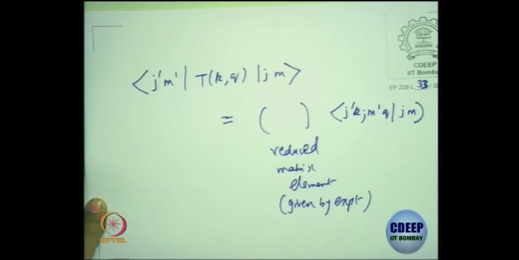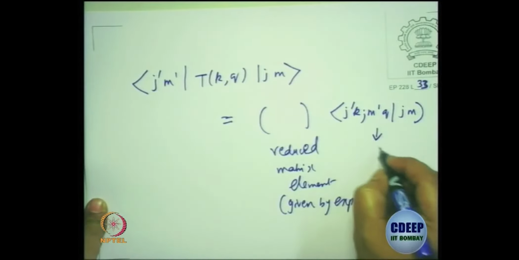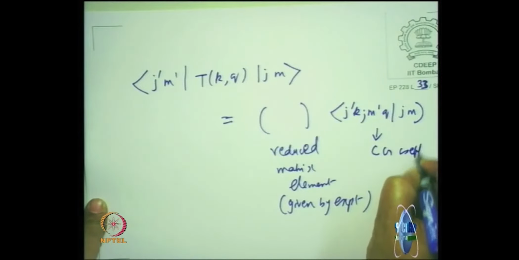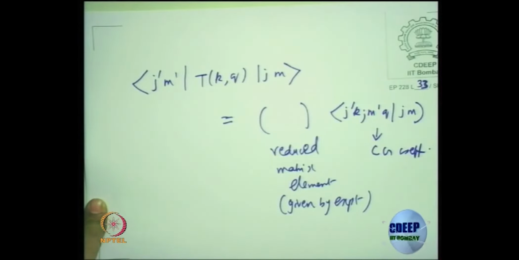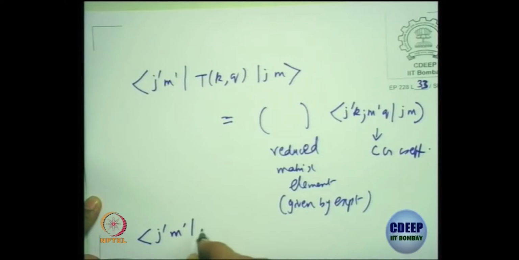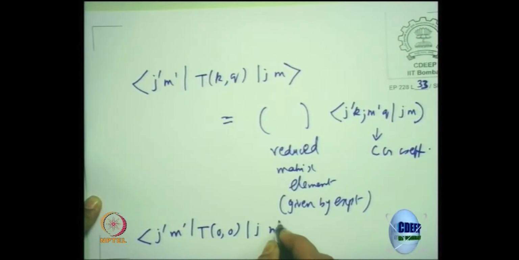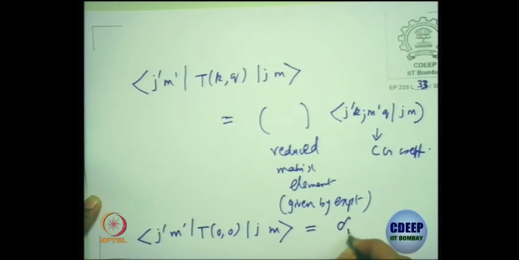Okay. This we know by the computation of CG coefficients. This we don't need an experimentalist. From here we can say that j prime m prime t of 0 comma 0 j m will be delta m m prime delta j prime j. Okay, it's like an identity operator.